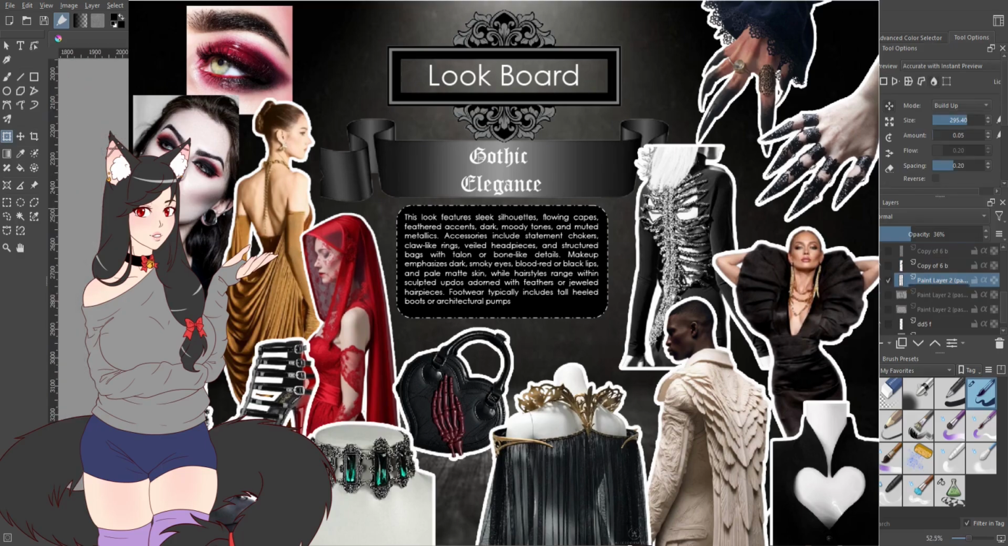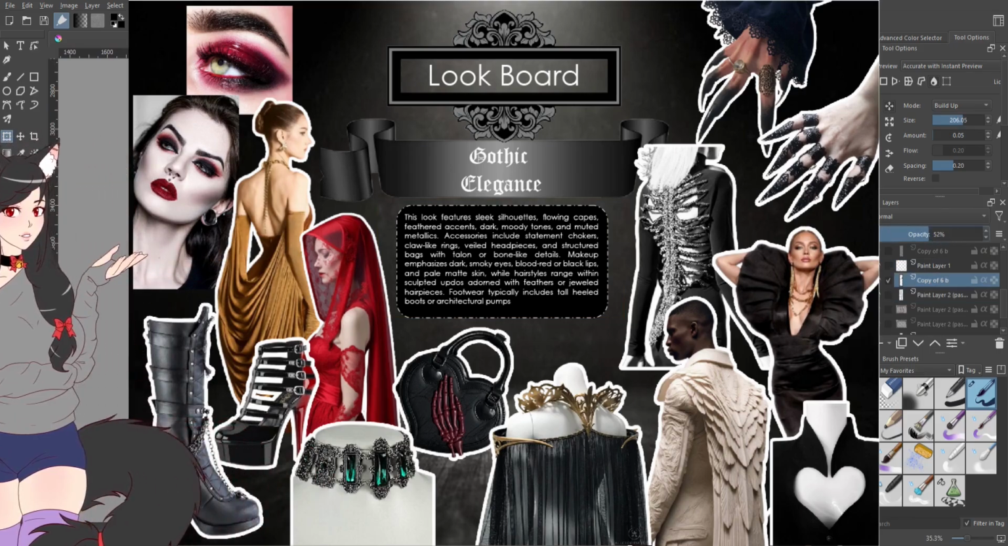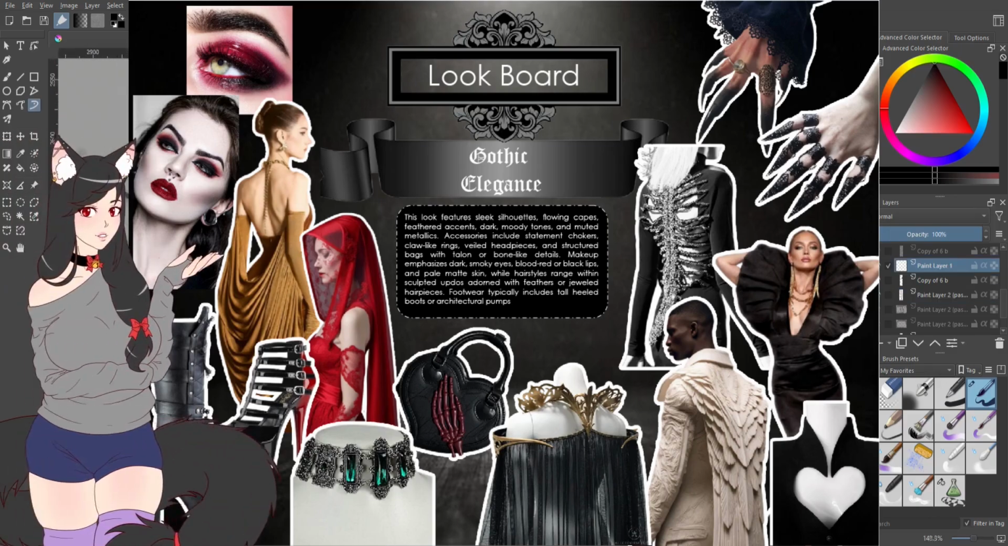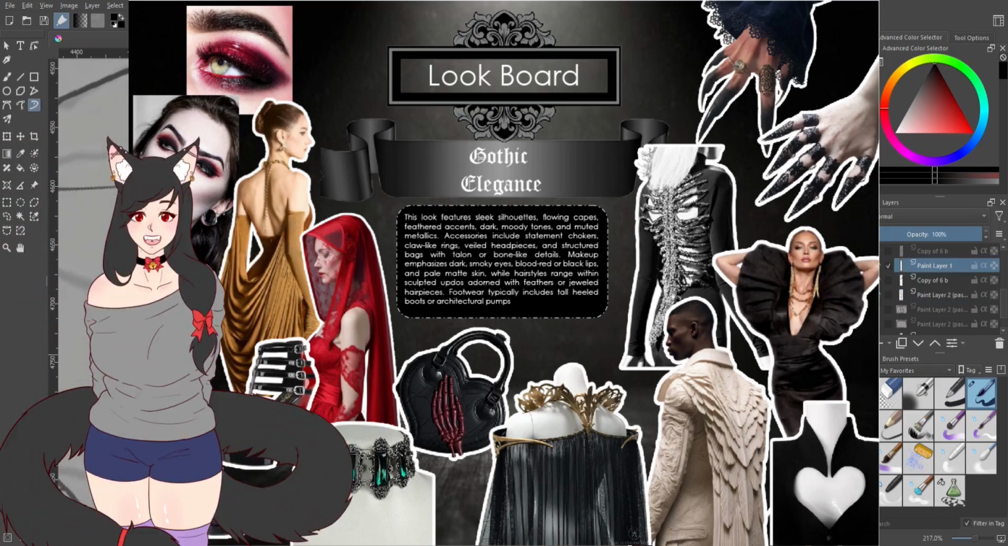You also have to add a little bit of a description on what you're wanting and what you're not wanting. So over here, I chose to put a brief description in the middle with all of the visual aspects all over. So my look, which is gothic elegance, features sleek silhouettes, flowing capes, feathered accents, dark moody tones, and muted metallics. Accessories can include statement chokers, claw-like rings, veiled headpieces, and structured bags with talon or bone-like details.